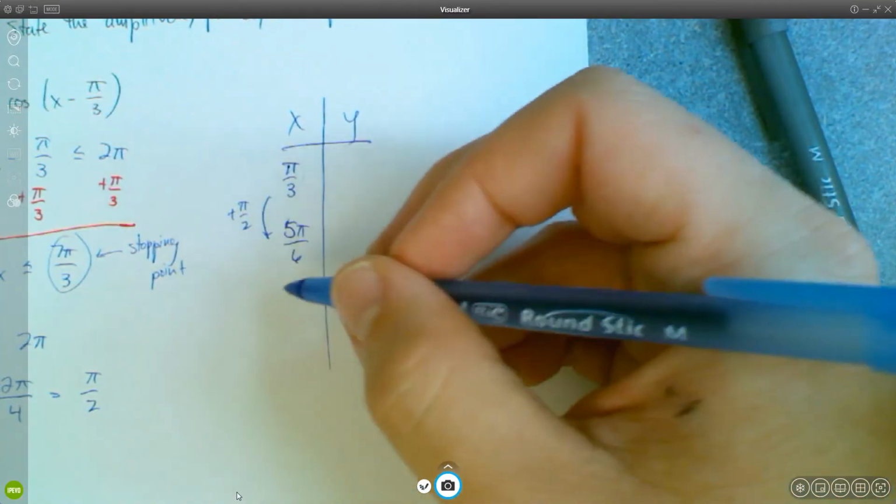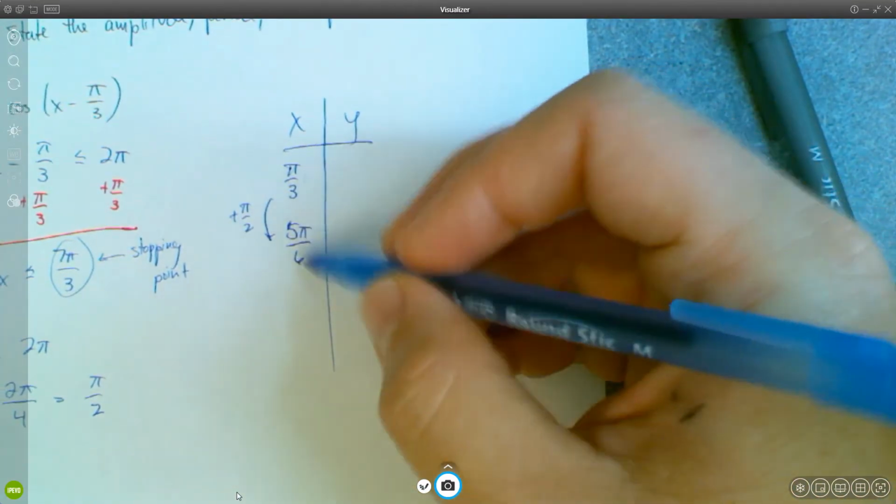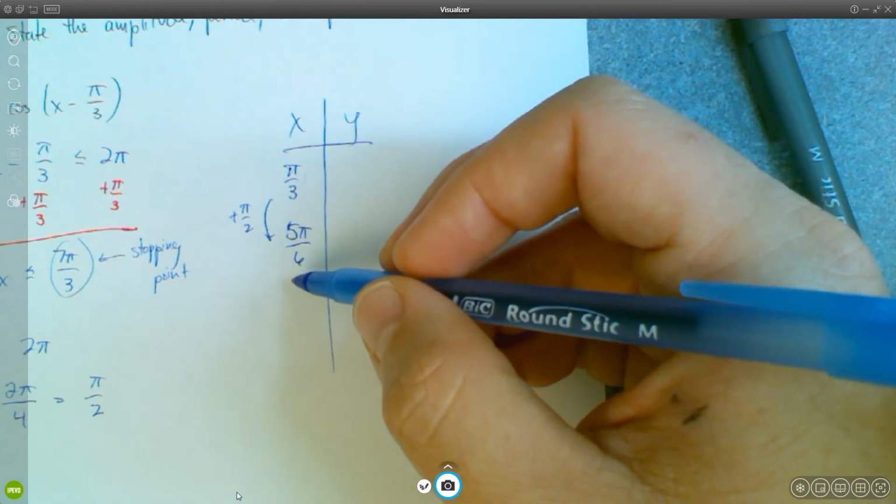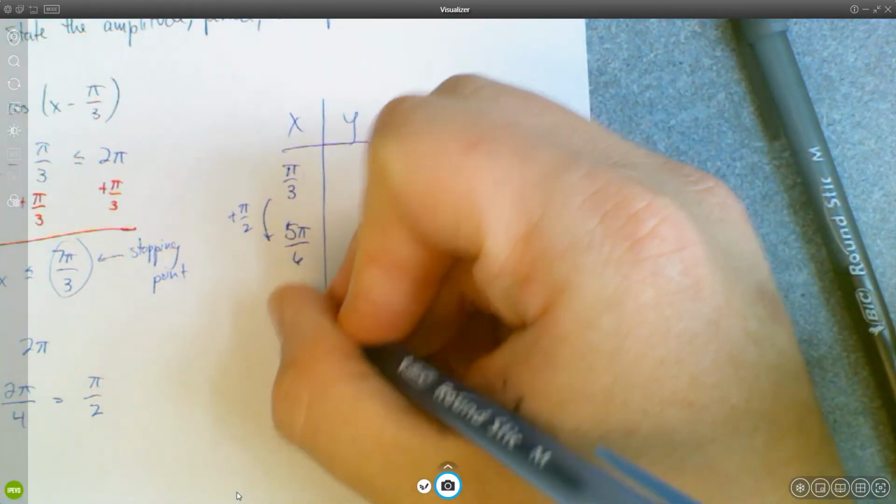Then we're going to add pi over 2 again. That's 3 pi over 6. 5 pi over 6 plus 3 pi over 6 is 8 pi over 6. 8 pi over 6 is the same thing as 4 pi over 3.